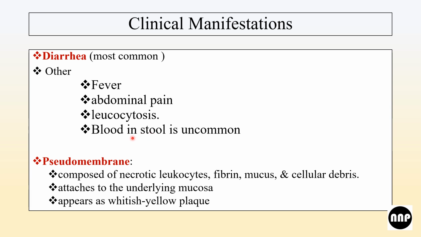Then pseudomembrane formation. This pseudomembrane is composed of necrotic leukocytes, fibrin, mucus, and cellular debris. The size of the pseudomembrane ranges from 1 to 2 millimeters to large enough to spread over the entire colonic mucosa. And this membrane attaches to the underlying mucosa and appears as whitish yellow plaques.